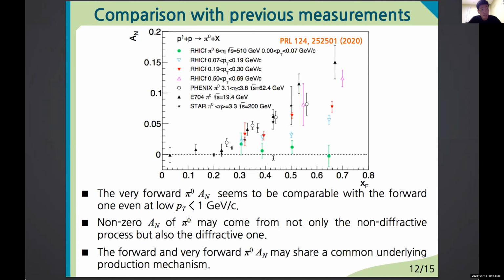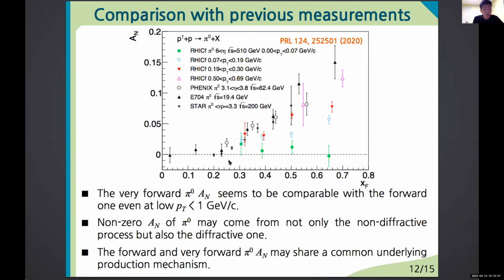The diffractive and non-diffractive processes may induce their respective non-zero A_N for pi-zero production. However, as shown in this figure, since the magnitude of the forward and very forward pi-zero A_N is comparable, they may share a common underlying production mechanism. But we cannot guarantee this, because both forward and very forward pi-zero were inclusively measured.